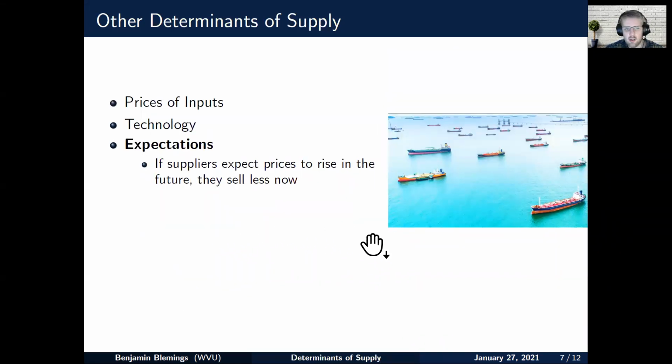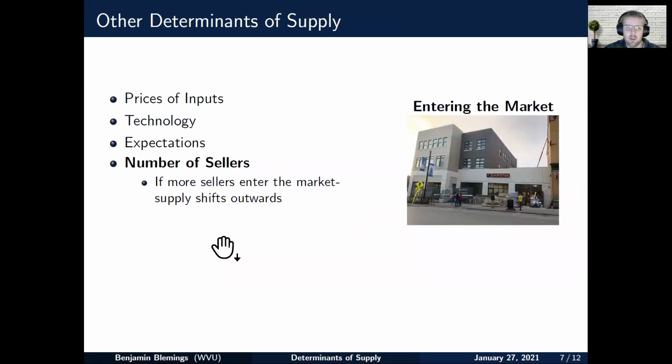Expectations, again, I'm not going to talk about it too much, but if suppliers expect prices to rise in the future, they'll sell less now. This is a picture from the oil price caving in. Suppliers were just leaving barrels of oil at sea, waiting until the price increased to bring them onto land. And then the number of sellers will also affect the supply in the market.